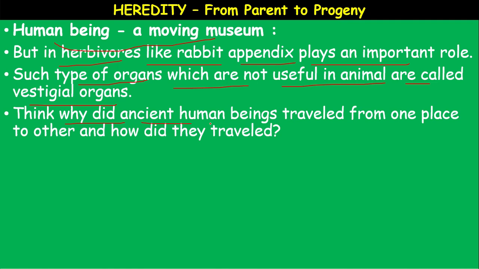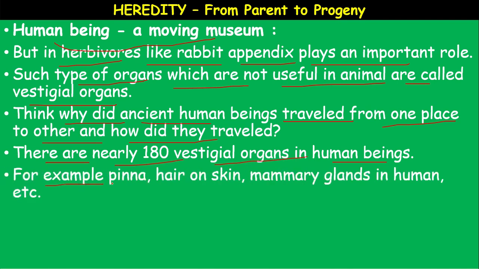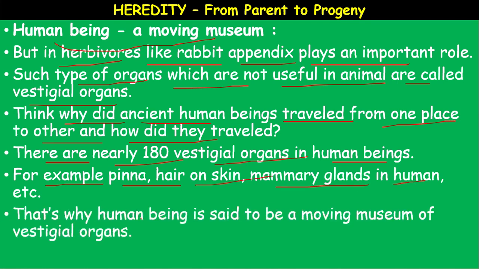So think, why did the ancient human beings travel from one place to another, and how did they travel? There are nearly 180 vestigial organs in human beings, for example the ear pinna, external ear, hair on the skin, and mammary glands in males. That's why the human being is said to be a moving museum of vestigial organs.